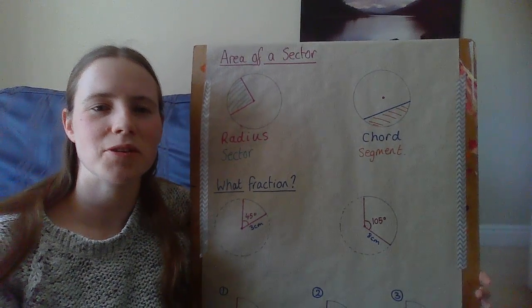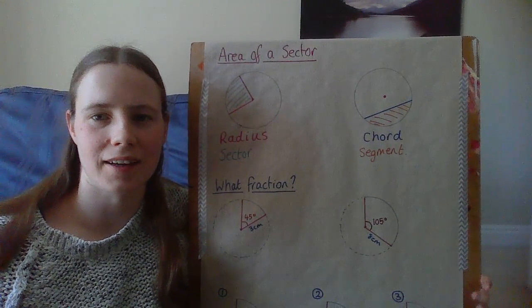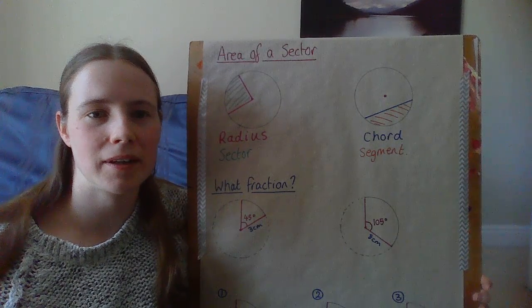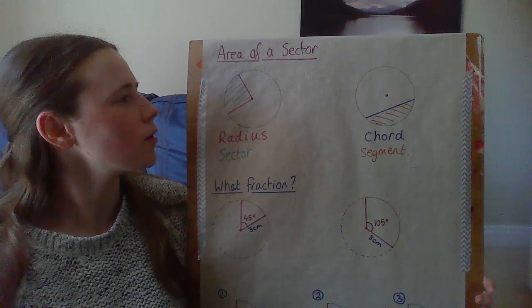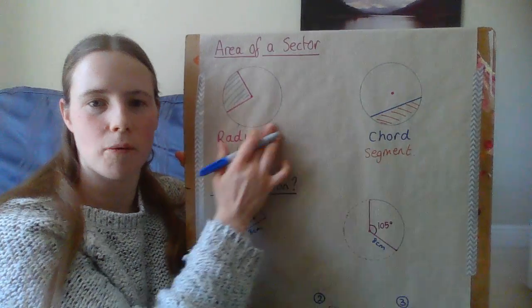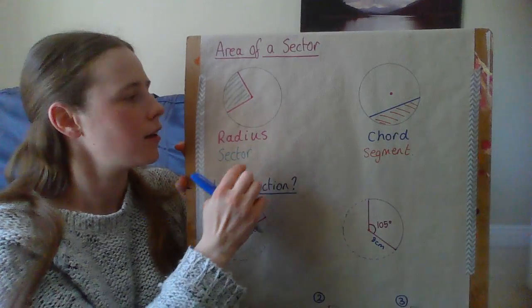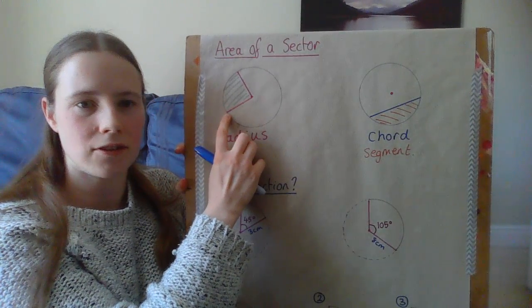Hello, in this video I'm going to talk you through how to find the area of a sector. So before we start finding areas, I want to talk through first of all a little bit of terminology. If we look at these two pictures at the top here, a radius, hopefully you already know, is a straight line going from the centre of a circle to the edge.